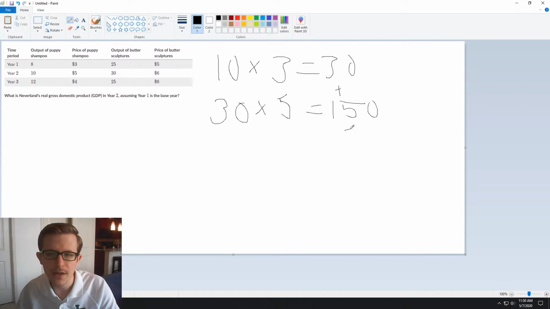Add these together, giving us 180. So our real GDP for year 2 is going to be 180, because again, we're just looking at the output values for year 2, but using the prices from year 1 because it is real. We're adjusting for that inflation.